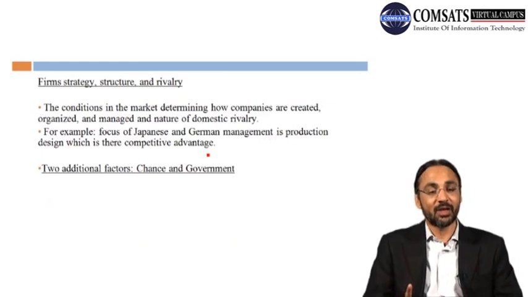The last thing is firm strategy, structure and rivalry. The conditions in the market determine how companies are created, organized, managed, and the nature of domestic rivalry. For example, the focus of Japanese and German management on production design is their competitive advantage. Again, for firm strategy and structure, we can talk about the management style of Japanese and German automobile firms, which was a competitive advantage for them.